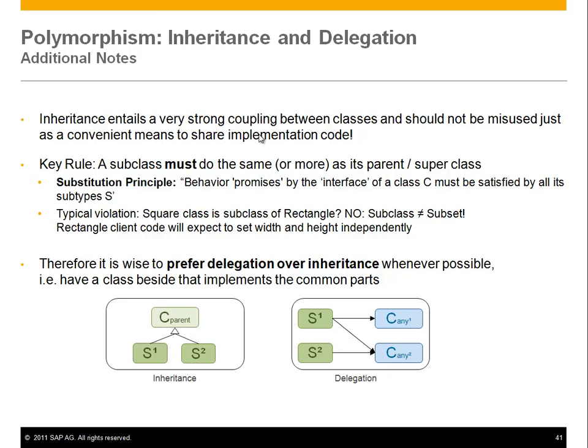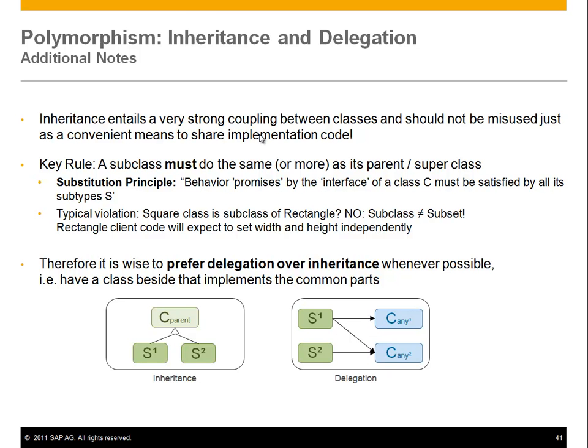It goes up and down quite a bit. It's complicated in the control flow, and so you shouldn't use it just as a convenient means to share implementation code. Why? Because a subclass must do the same or more as the superclass. This is the so-called substitution principle, and basically what's behind this is that the behavior promised by the interface of a class C or the superclass must be satisfied by all of its subtypes.